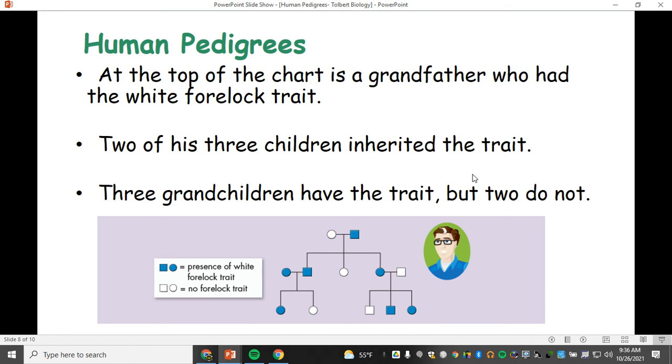At the top of the chart, the grandfather who had the lock of hair, two of his three grandchildren inherited that trait. Three grandchildren have the trait, but two do not. So these are the two that do not. You can see they're not shaded in.